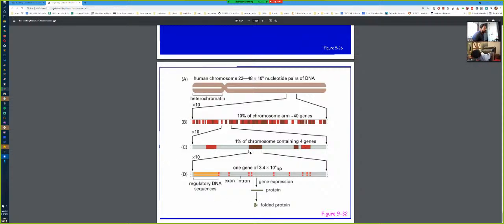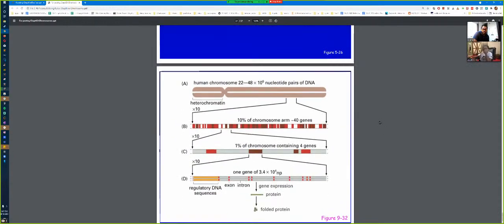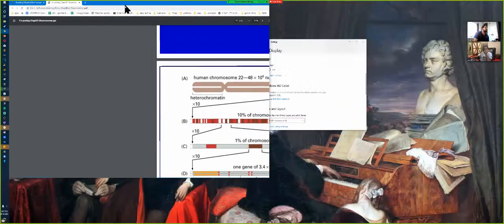Now, if we zoom in on one of the genes, we get the actual DNA portion, which is why you see the double strands. And so we have regulatory DNA sequences, meaning the promoter and that kind of stuff. And then the exons and the introns, right? And then it gets expressed and turns into the protein. Makes sense? All right. That's it for that. It was a short one.